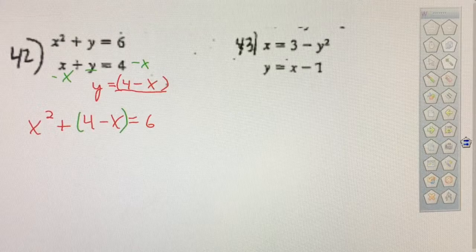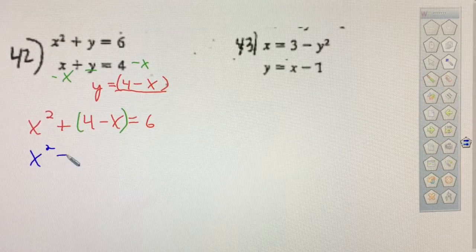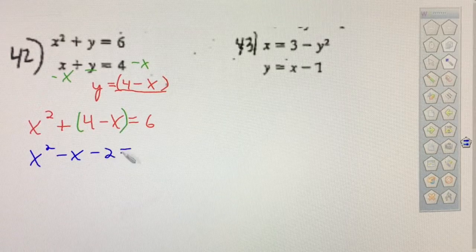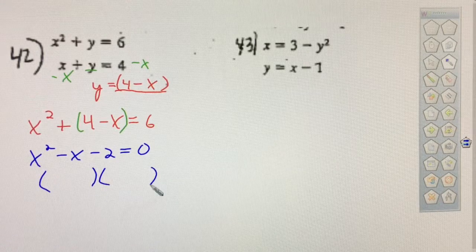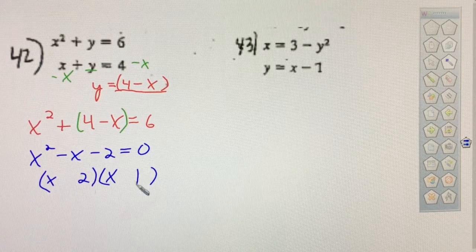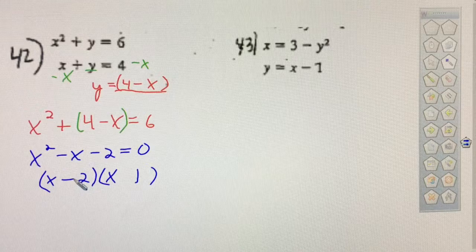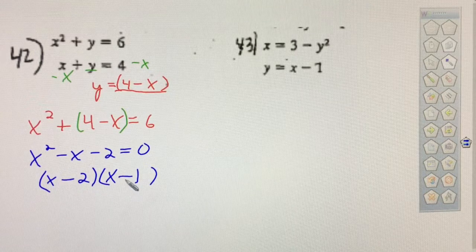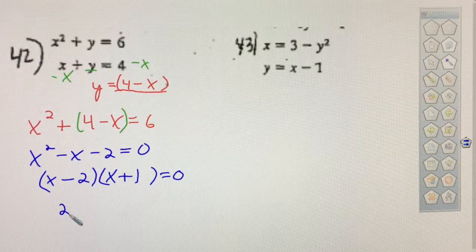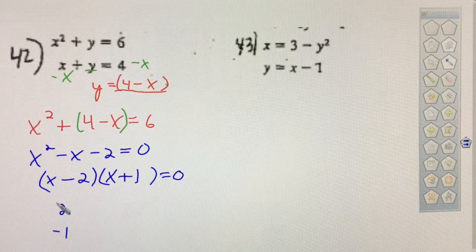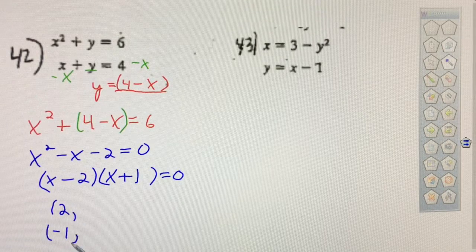Now I'm going to bring everything over to the left, so that's going to give me x squared minus x, and then 4 minus 6 is negative 2. And I'm going to factor this, and the factors of x squared are x and x. The factors of 2 are 2 and 1. Notice 2 is larger than 1, so that's going to get that negative sign there, and then it can't be negative because negative 2 times negative 1 does not equal negative 2, so the 1 has to be positive. By zero product property, that's going to give me an x value of 2, and another x value of negative 1. Those are the x values in a coordinate where these two shapes intersect.